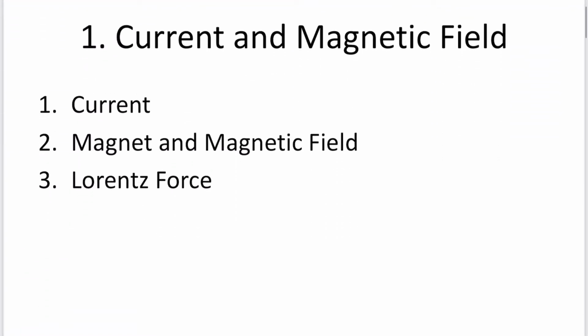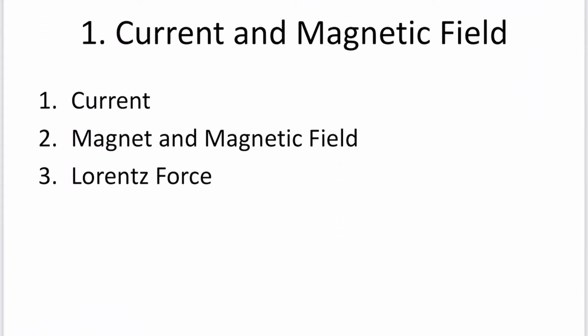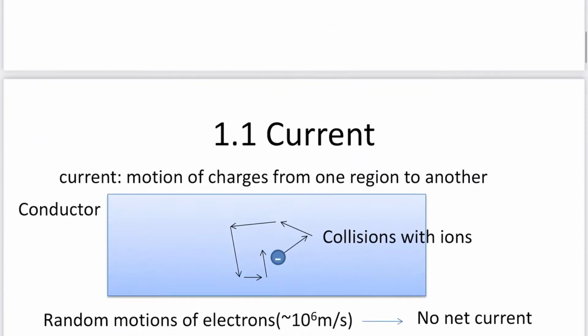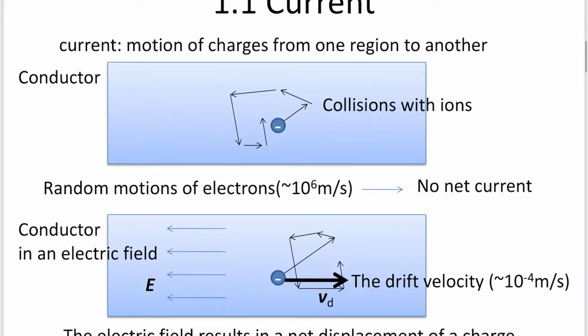So today we are going to study the first chapter, current and magnetic field. First section is current. Second section is magnetism and the magnetic field. Third section is the Lorentz force. First topic is current.